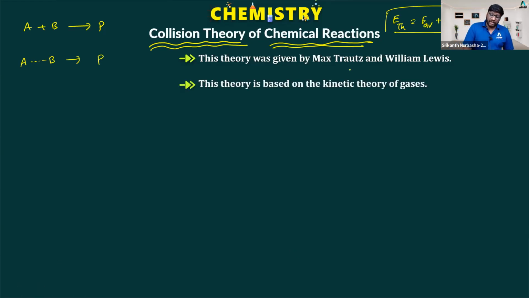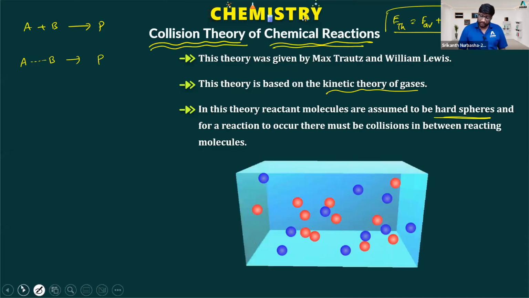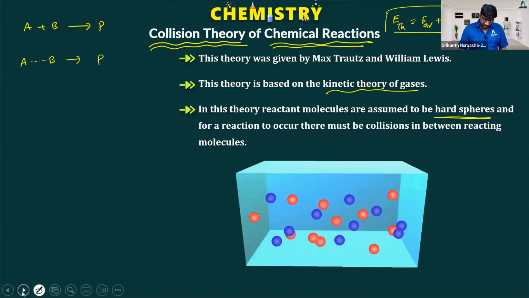This theory was given by Max Trautz and William Lewis. This theory is based on the kinetic theory of gases. What does the kinetic theory of gases say? The reactant molecules are moving with very high velocities in different directions. They collide with each other as well as with the walls of the container. Because of that, they exert pressure on the wall of the container. In this theory, reactant molecules are assumed to be hard spheres, and for a reaction to occur, there must be collisions between reactant molecules.